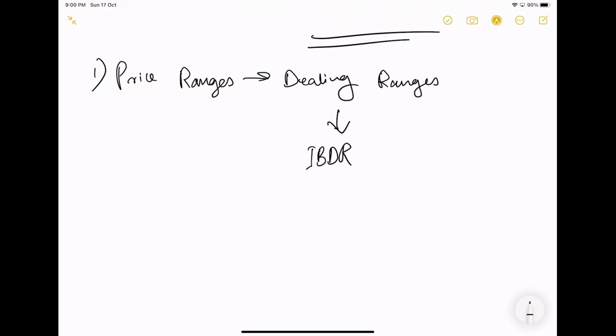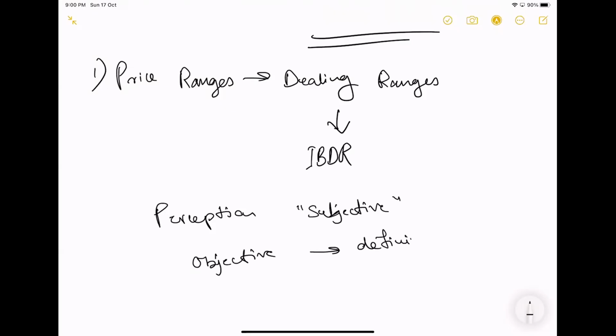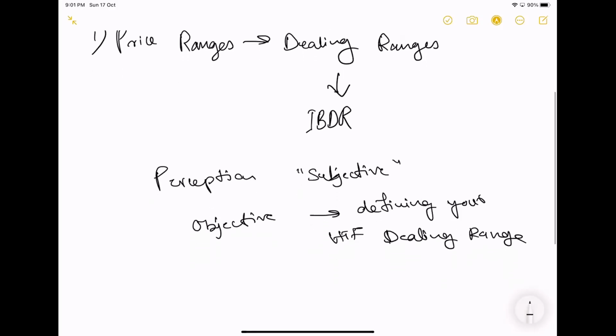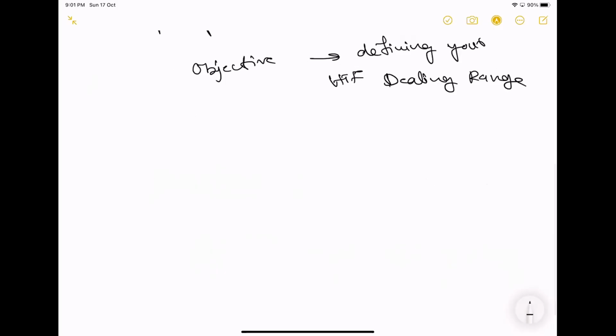Now, while I agree that having a lot of IBDRs, or a lot of dealing ranges, makes your perception of price subjective, the only way that you can make it objective is by first defining your higher time frame dealing range. After you have defined your high time frame dealing range, it's essentially going to be looking like this.